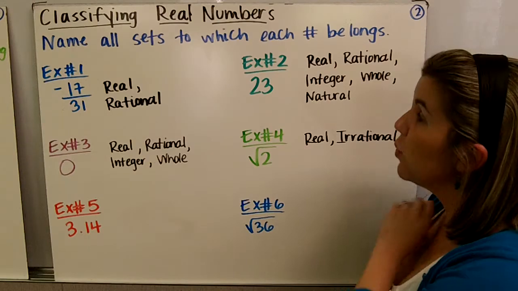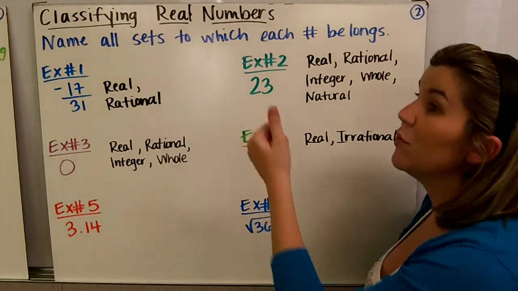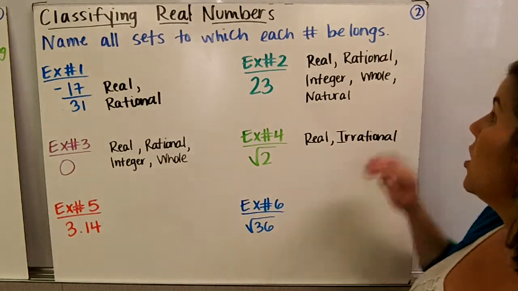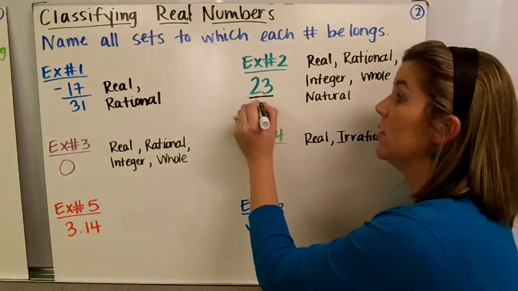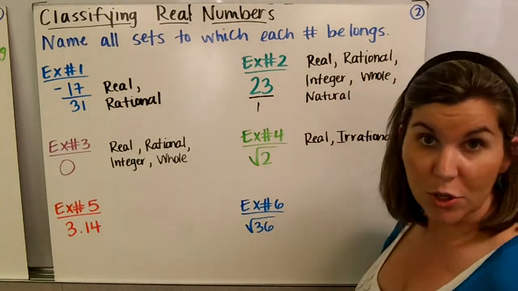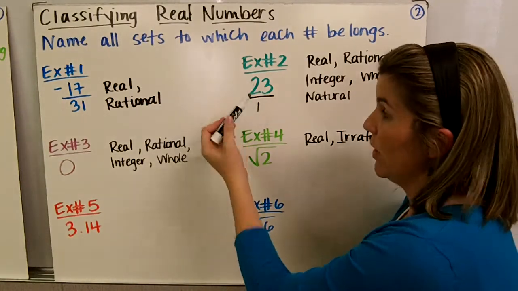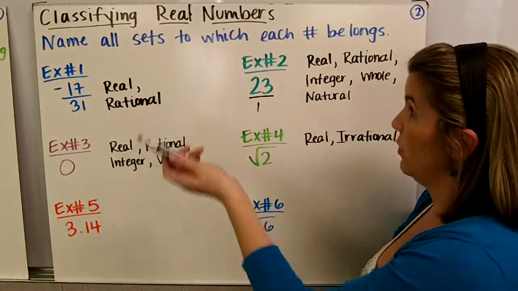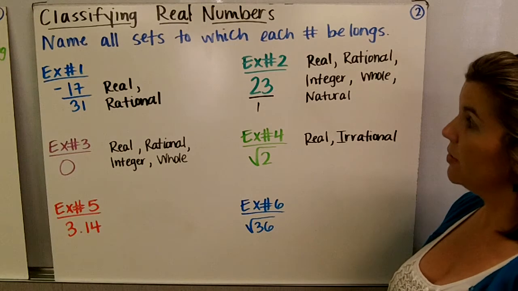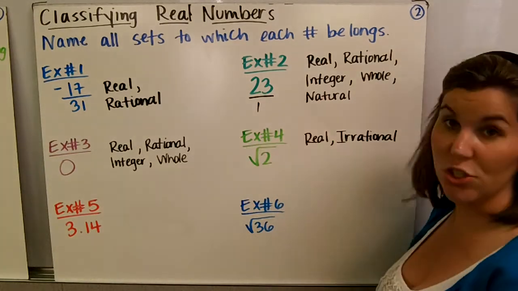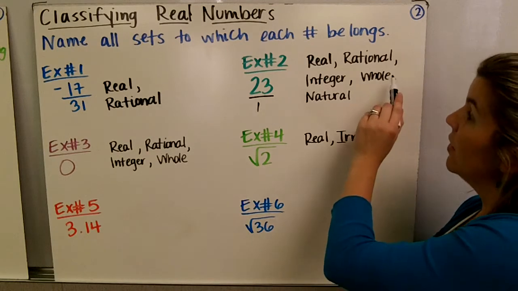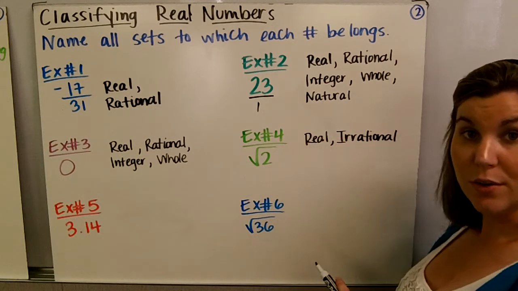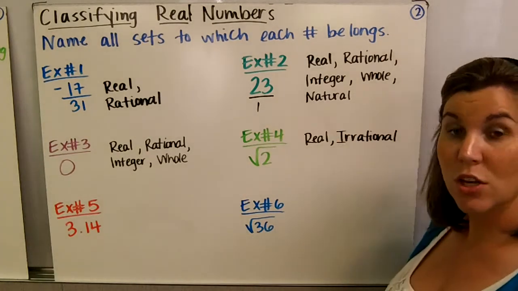Example number 2, 23. 23 is a real number. It is also a rational number. It can be expressed as a ratio of two integers. Whole numbers, you can put them over 1. So 23 and 1 are both integers. This is a ratio, so it's a rational number. 23 is an integer. It's a positive whole number. It's not 0, so it's also natural. You can count to 23.